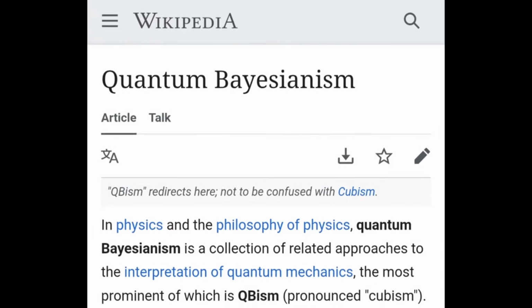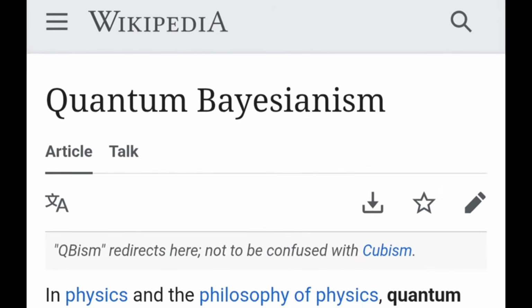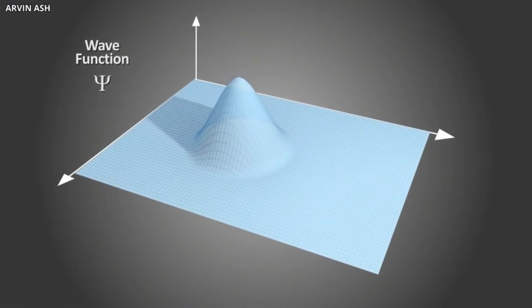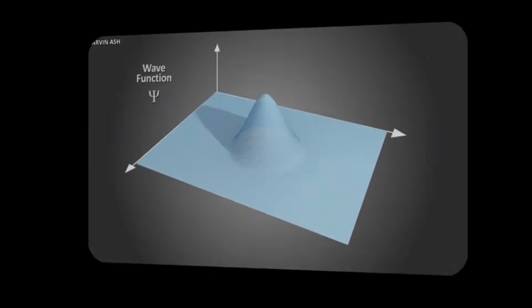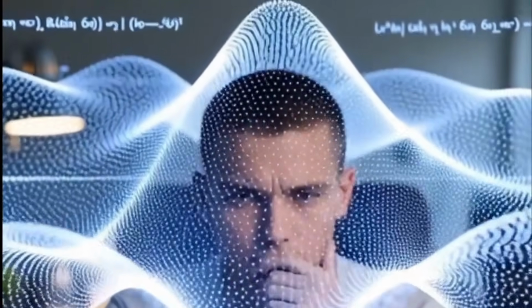But QBism, or quantum Bayesianism, which scientists consider one of the most unusual interpretations of quantum mechanics, says the wave function is not a property of the particle. It's a property of you, the observer. You can think of it like this. The wave function is your personal belief about what might happen.